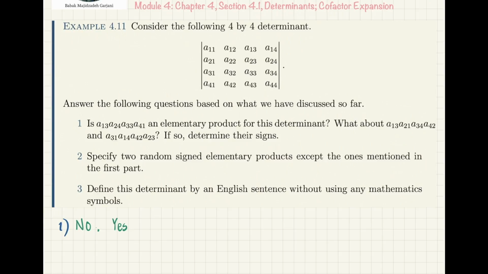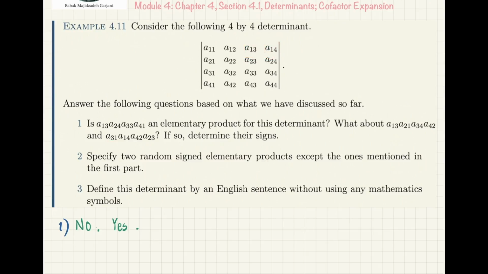So what about the next one? Is this also an elementary product? Let us check. A31 is here. The next one is A14, which is here. And then you have A42. So where is A42?